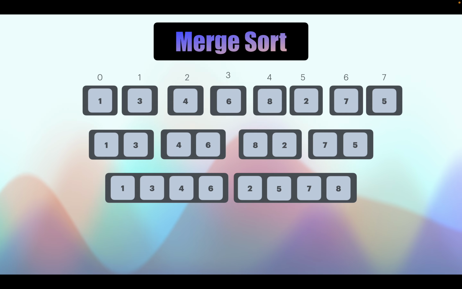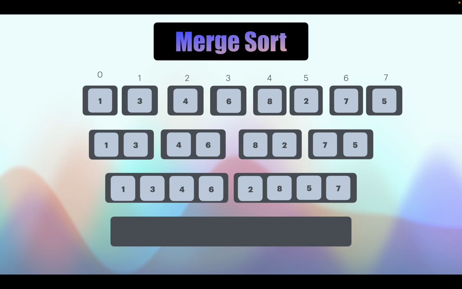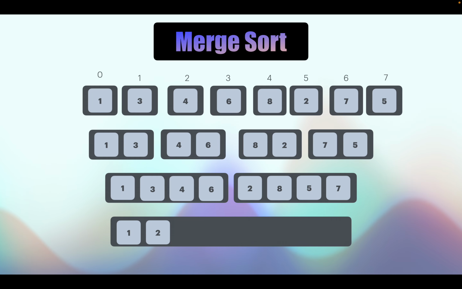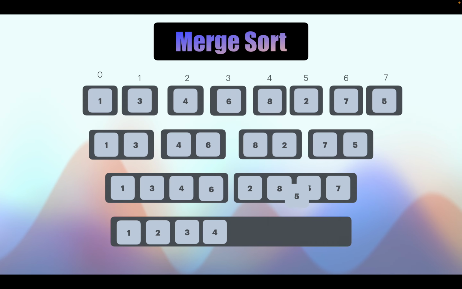So how will we do it? We first have an empty array. Then we compare each element of these two arrays and check which one is smaller. In this case, 1 is smaller, so it will go first. Then we again check, is 3 smaller or 2 smaller? So 2, so 2 will go there. Again we check, is 3 smaller or 8 smaller? So it's 3. So now we check the rest of the elements and we get our array sorted.